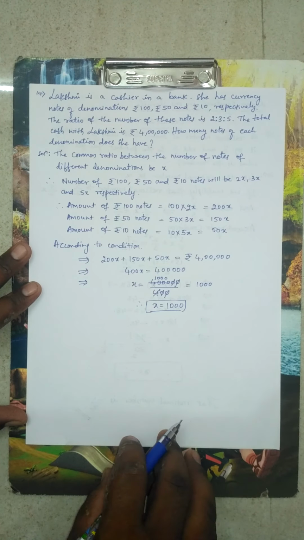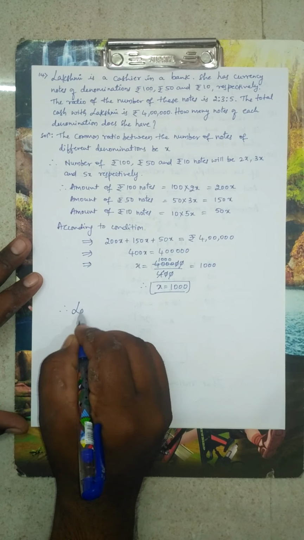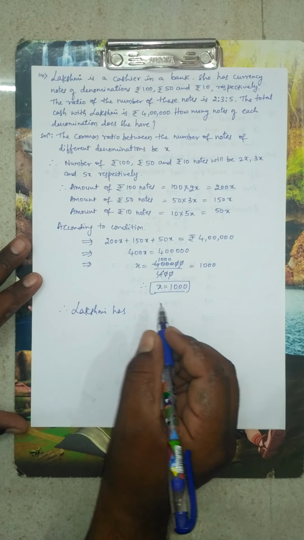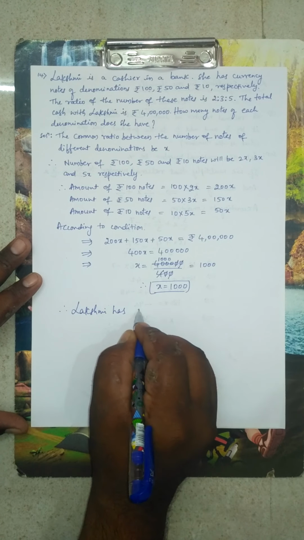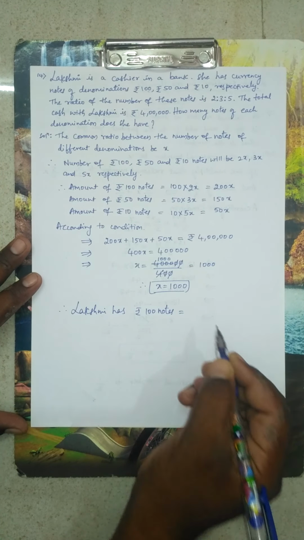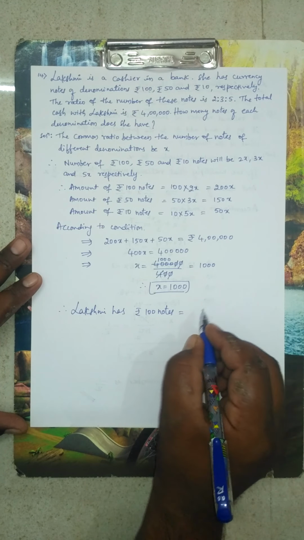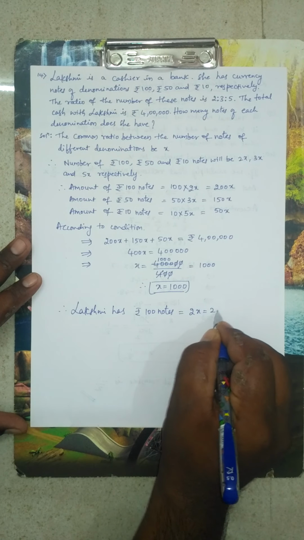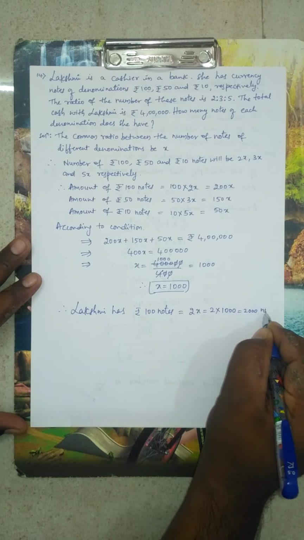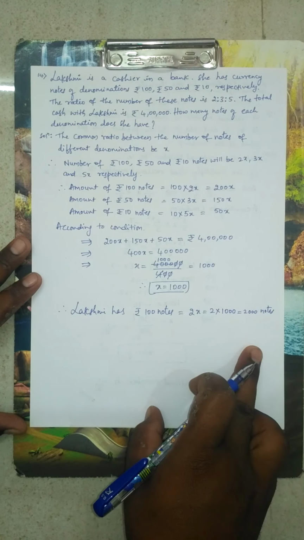So now what we have to find out here? Therefore, Lakshmi has rupees 100 notes. How many notes are there? 2x notes are there. So that is 2x, equal to 2 into 1000, that is 2000 notes. So she has 2000 notes of 100 rupees.